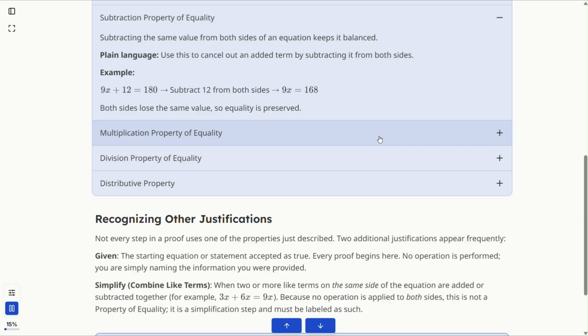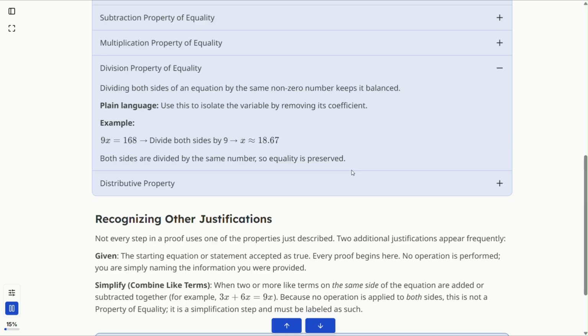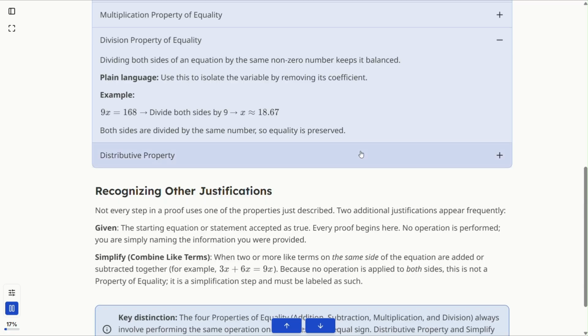Multiplication property of equality. Multiplying both sides of an equation by the same non-zero number keeps it balanced. Plain language: use this to eliminate a fraction or a denominator attached to the variable. Example: multiply both sides by 3. Both sides are scaled by the same factor, so equality is preserved. Division property of equality. Dividing both sides of an equation by the same non-zero number keeps it balanced. Plain language: use this to isolate the variable by removing its coefficient. Example: divide both sides by 9. Both sides are divided by the same number, so equality is preserved.